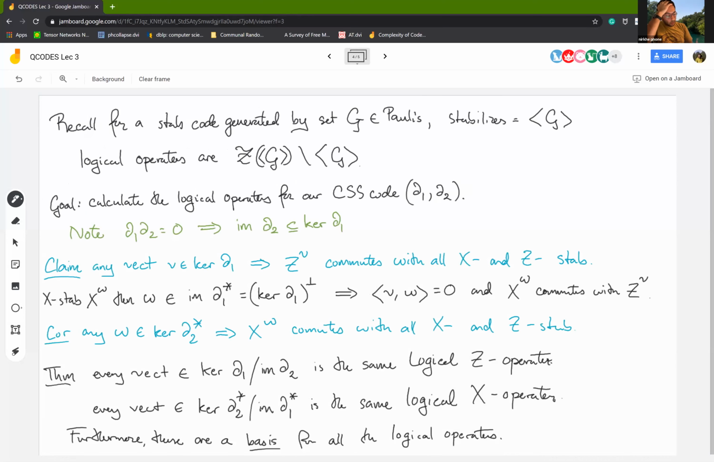Right, and the second part here in this statement follows the same way, that it's just looking at the reverse picture. So I won't do that part.